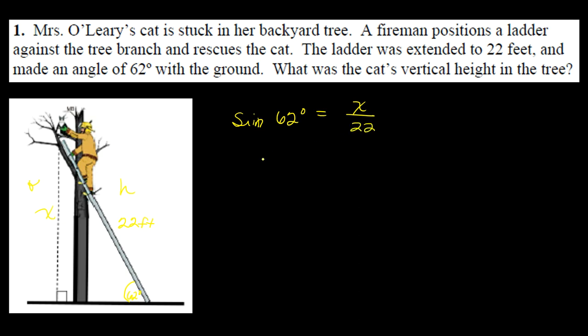We're going to cross multiply. And x is isolated, so we can just use our calculator and punch in 22 times sine of 62, and we get 19.4. And that is in feet.